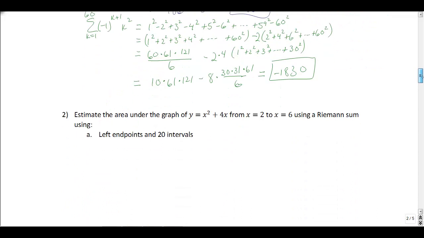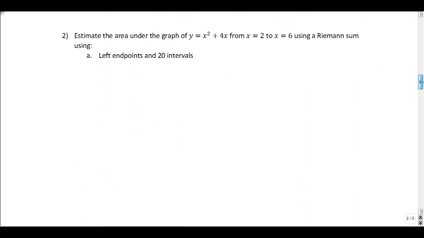Next one. Okay, so now we're going to estimate the area under the graph of y equals x squared plus 4x from x equals 2 to 6 using a Riemann sum. And we're going to use left endpoints in 20 intervals. So general idea here, x squared plus 4x. I don't necessarily really care what that graph looks like.